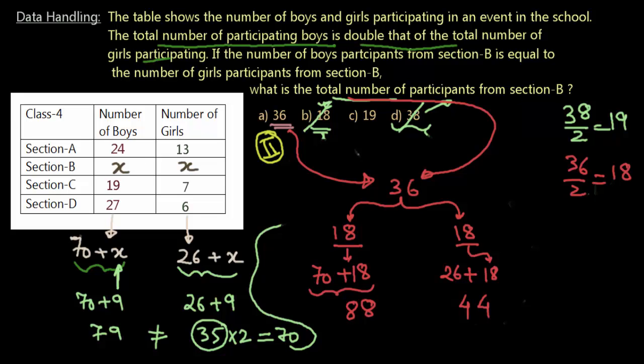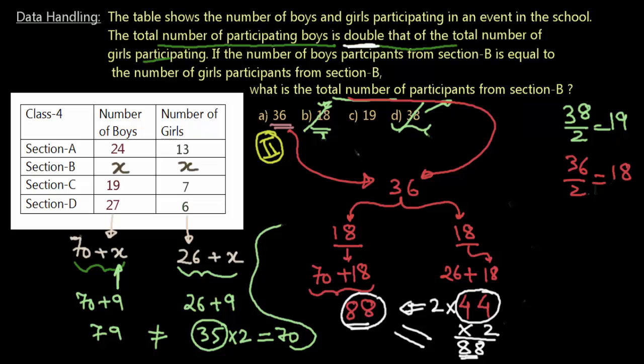Here you clearly see that 44 multiplied by 2 is 88, which is equal to the total number of boys. So you can clearly see that the total number of boys is double the total number of girls, as per the question. So you can mark 36 as the right answer. This is how you can carry out the process of elimination of wrong options to arrive at the right answer.